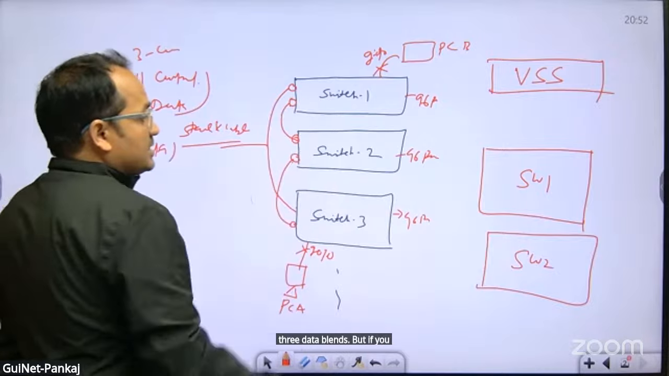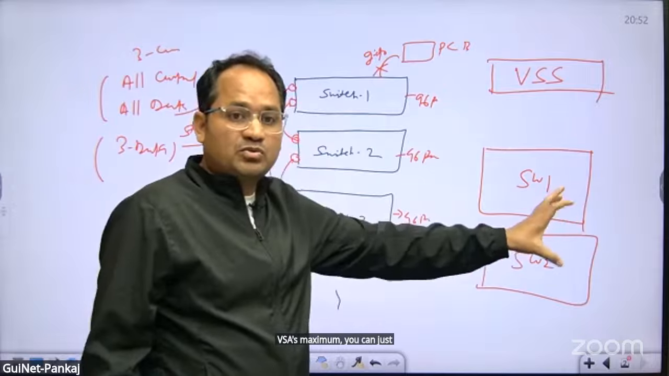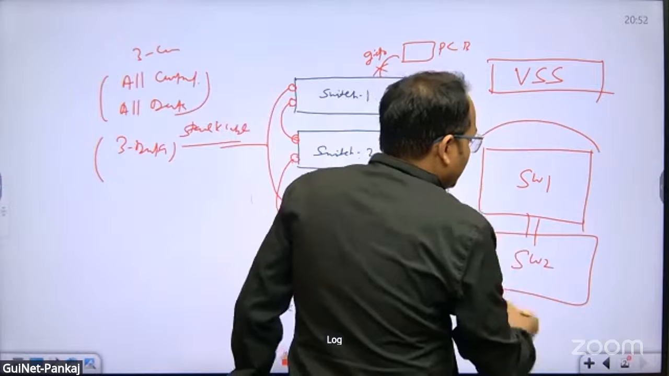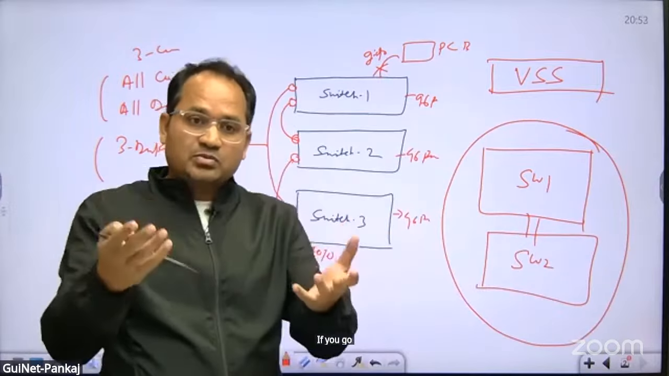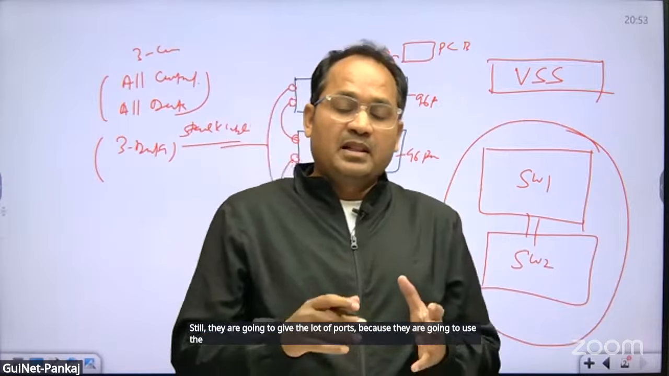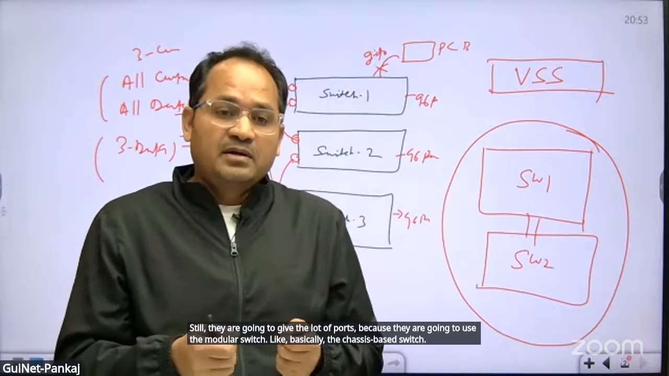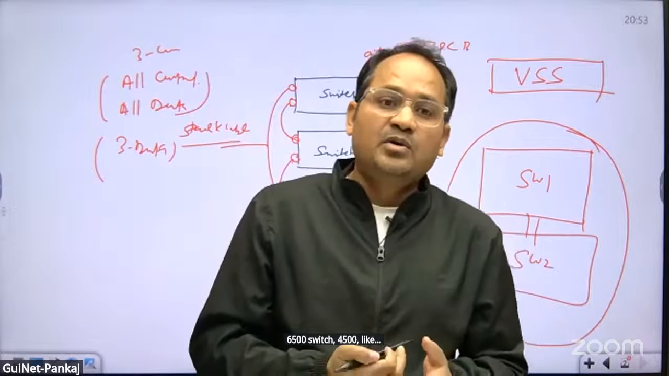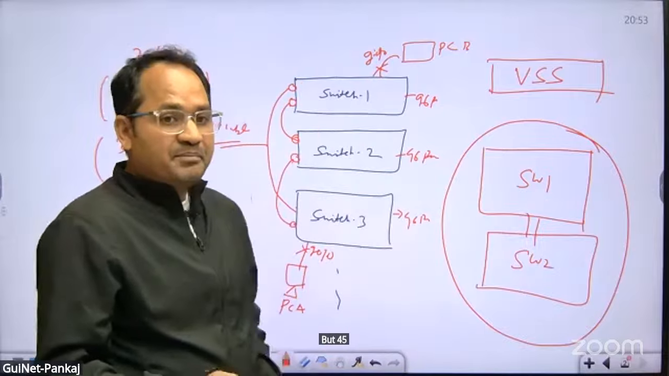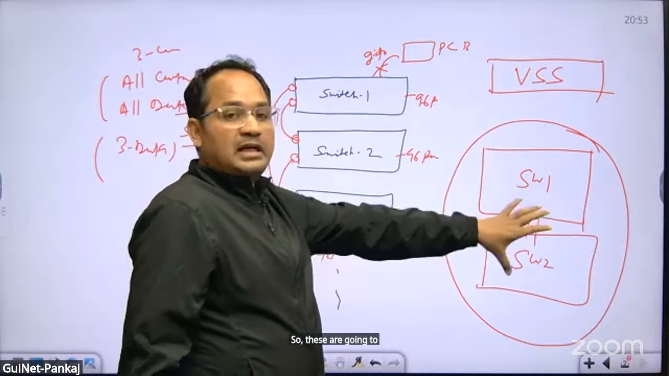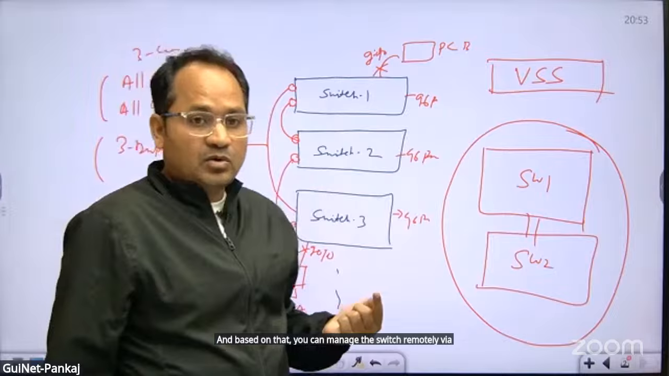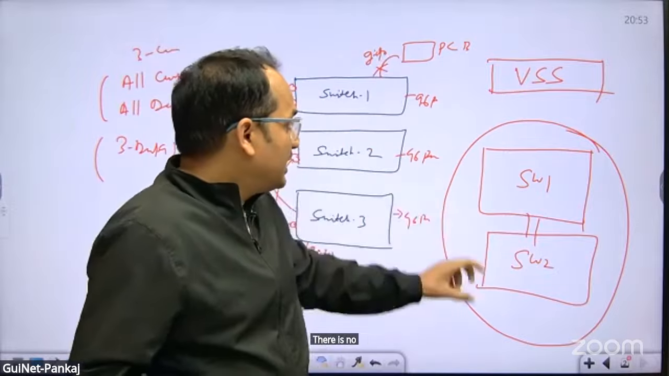But if you talk about VSS, you can club a maximum of 2 switches together, not more than 2. Once you connect them, logically they look like one switch. If you log in to the switch remotely, they still give a lot of ports because they use modular, chassis-based switches like the 6500 and 4500. Right now you're not going to find those in the industry; in some cases you will find the 6500, but the 4500 is completely end of life. These logically become one switch, and you can manage it remotely via a single control plane or single IP address. There is no problem, but the data plane is going to be 2.